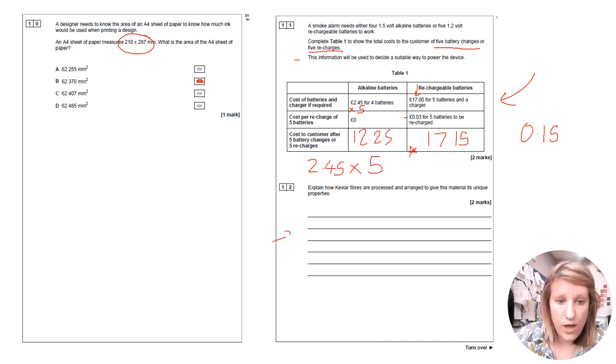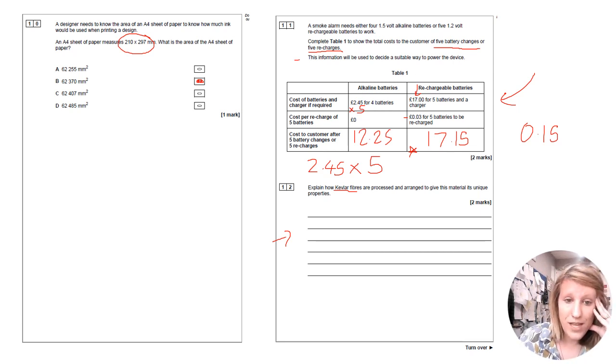Right, next one, question 12. This one is really annoying, and this is why I'm not a fan of AQA as an exam board, because Kevlar is a tiny little bit in the exam spec. It's like technical textiles. So Kevlar is kind of like polymer fibers that are woven together, and it's used for things like bulletproof vests. It's used in cut-proof gloves. It's got fantastic tensile strength and resistance to impact and trying to be cut, basically. So this question is almost an A-level question, but it's asking you how the fibers are processed and arranged to give this material its unique properties.